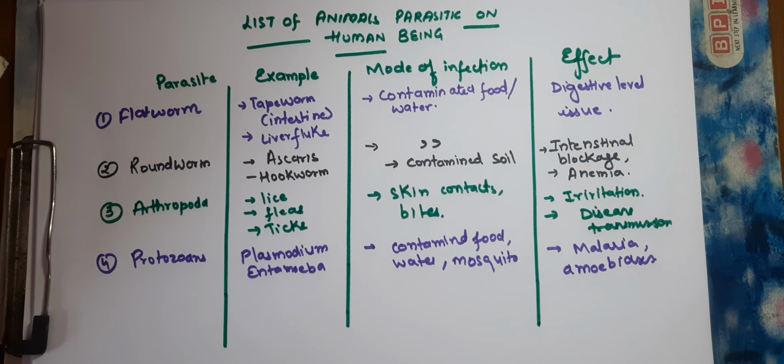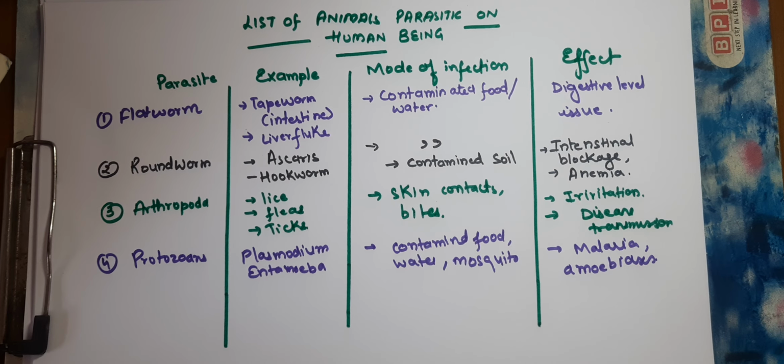So plasmodium, we know, will cause malaria, which is transmitted through the female Anopheles mosquito bite. It will invade the red blood cells. This will lead to fever and anemia as well. And amoeba will cause amoebiasis by infesting the intestine. So this is the example of protozoa.